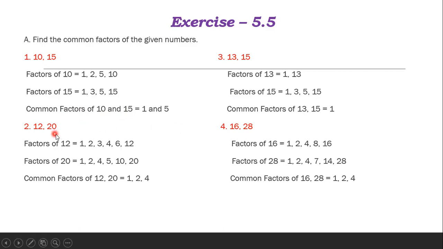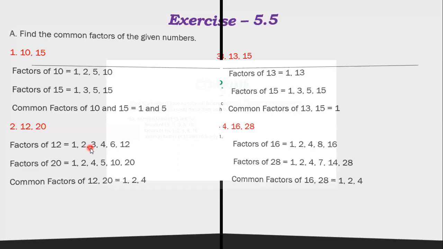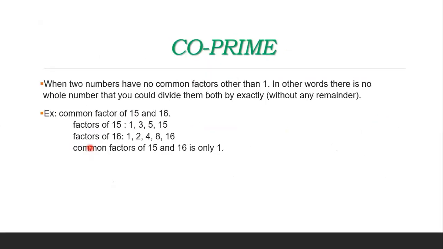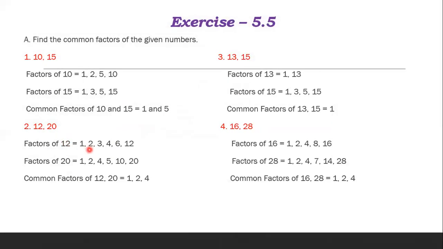Let us see the next one, 12 and 20. Factors of 12: 1 12 is 12, 2 6s are 12, 3 4s are 12, 4 3s are 12, 6 2s are 12, 12 1s are 12. Next, in the same way, factors of 20: 1 20 is 20, 2 10s are 20, 4 5s are 20, 5 4s are 20, 10 2s are 20, 20 1s are 20. Now the common factors of 12 and 20: 1 is common, 2 is common, 4 is common. So 1, 2, 4 are the common factors.